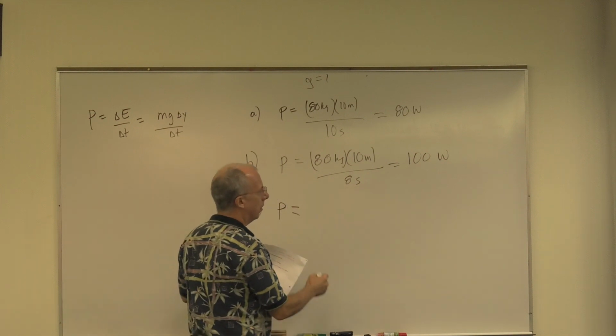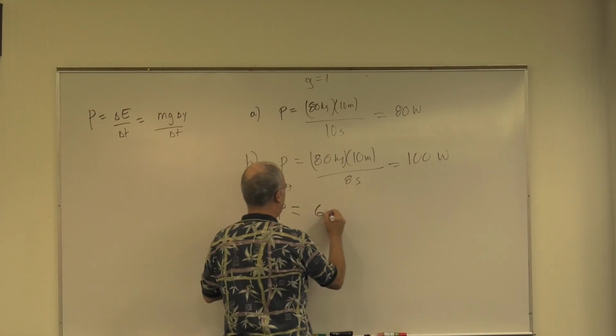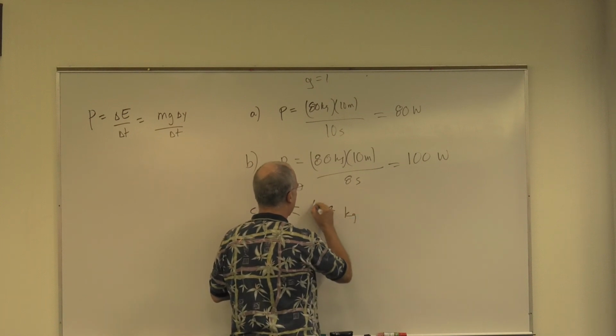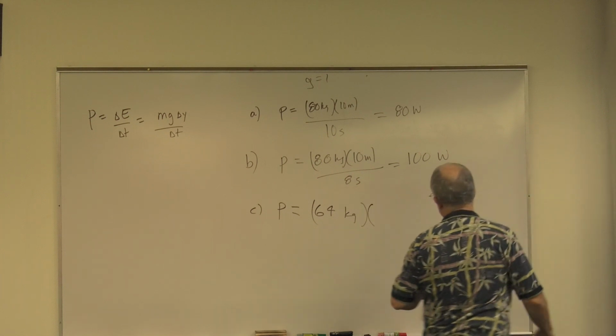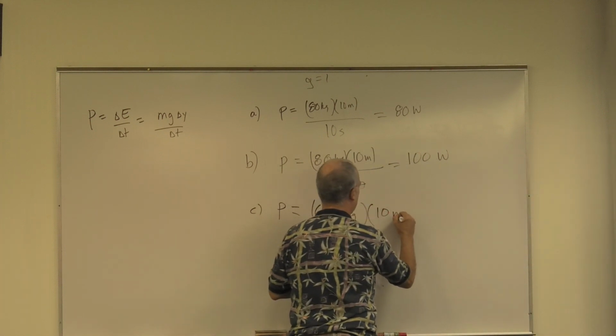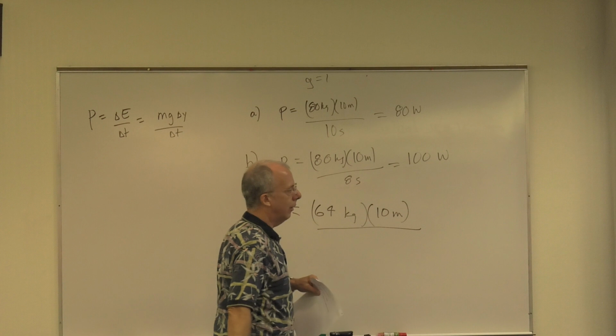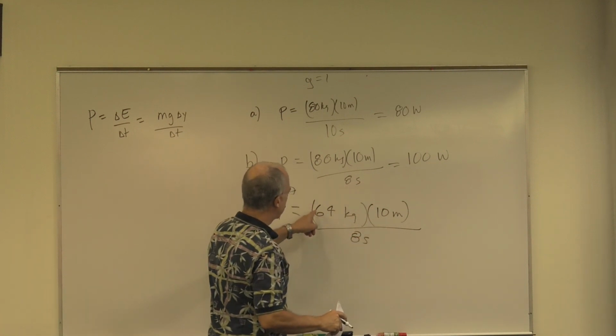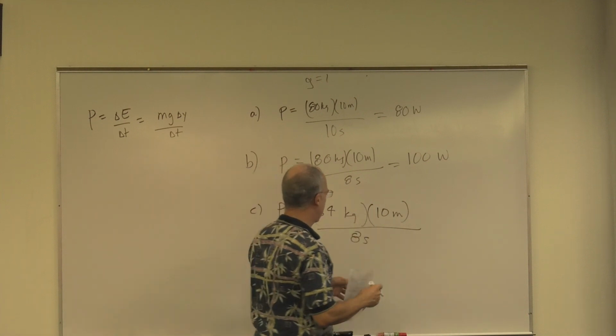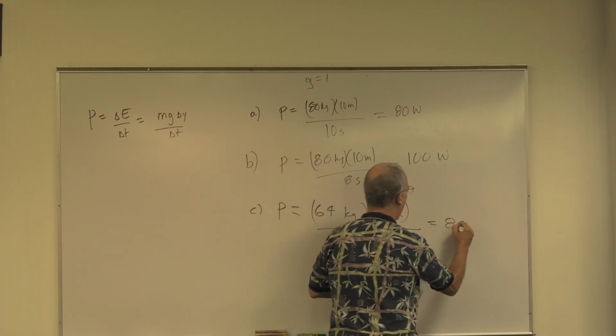Okay, C, mass is 64. Lightweight. The height is still 10 meters. And another fast one, 8 seconds. Okay, 64 divided by 8 is 8. 8 times 10 is 80. So 80 watts.